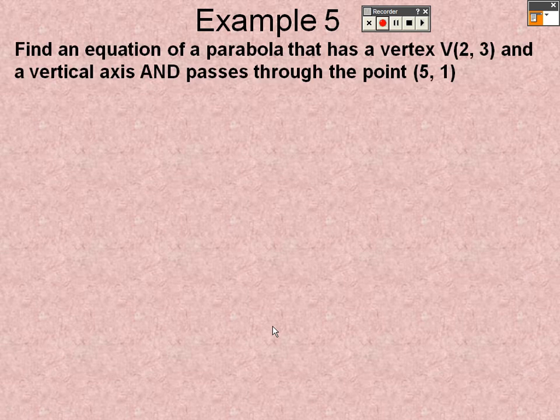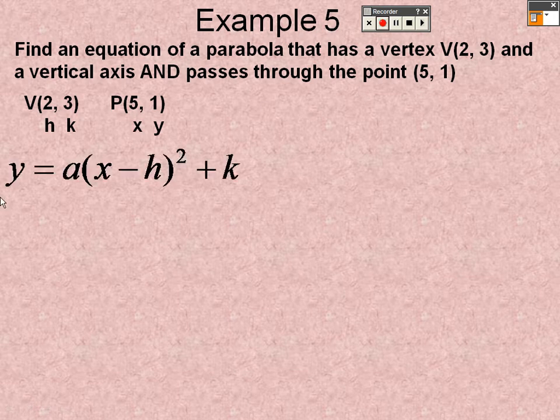Find an equation of a parabola that has a vertex of 2, 3, and a vertical axis and passes through the point 5, 1. Okay, so here's what this is actually telling us. In the formula, the vertex point is h and k, so it's telling us h and k in that formula. It's also giving us some random point that it passes through, which is 5, 1. That's x and y. Well, if you remember the formula, here's your formula. This is telling me y, it's telling me x, it's telling me h and k. The only thing it's not telling me is what a is.